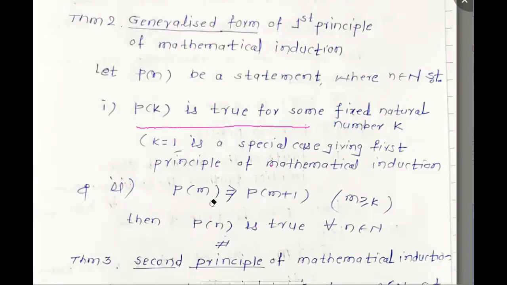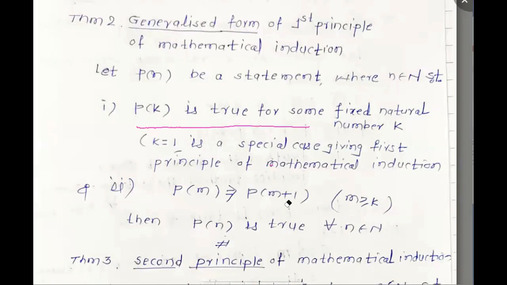If P of m implies P of m plus 1, that is, if the statement Pn is true for m, then it is also true for the next integer m plus 1. What are the values of m? m is greater than or equal to k, because the first number for which it is true is k. So select the numbers m which are greater than or equal to k. For these numbers this condition holds, that is, if the statement is true for m, then it is also true for its successor m plus 1.